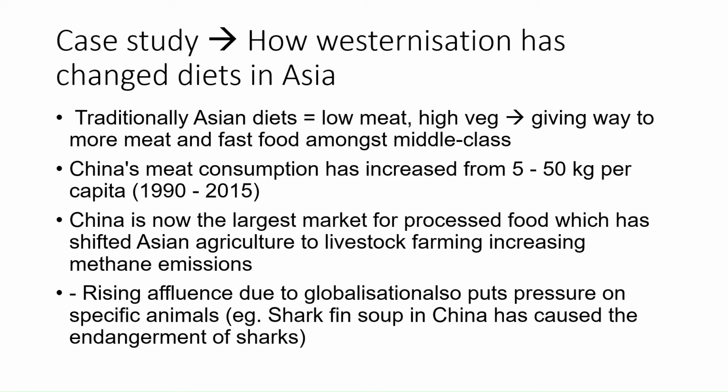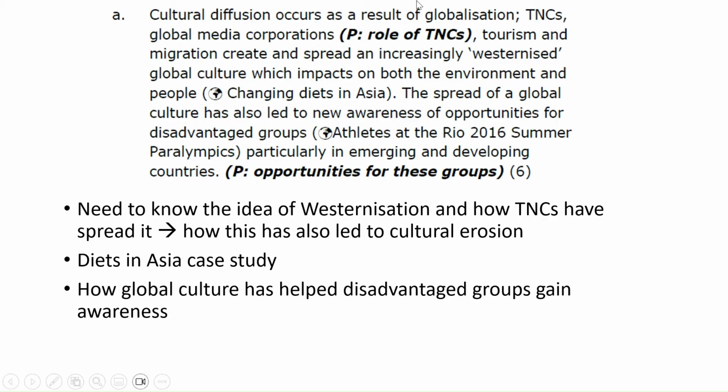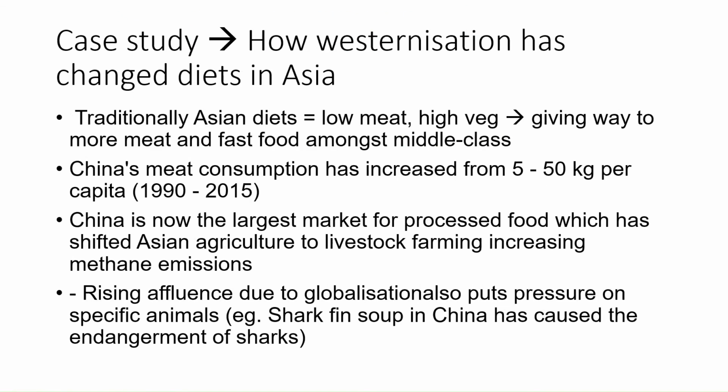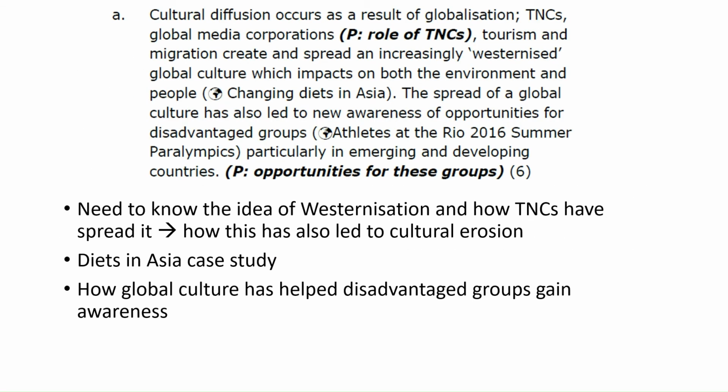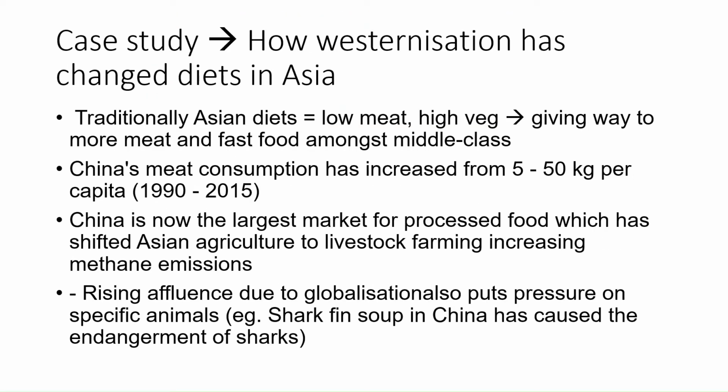Another case study you need to understand is how westernization has changed diets in Asia, and this has actually caused a few problems. Let's read back 3.6a. It talks about how an increasingly westernized global culture impacts the environment and people. So we're going to talk about how westernization has caused Asia to change environmentally and socially. Traditionally, Asian diets have been low in meat but with loads of vegetables, and due to globalization, this is giving way to more meat and fast food amongst the middle class.